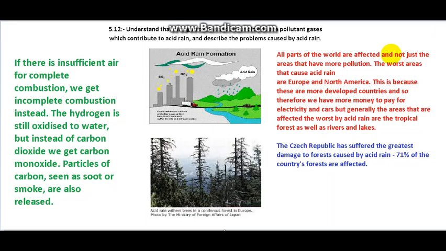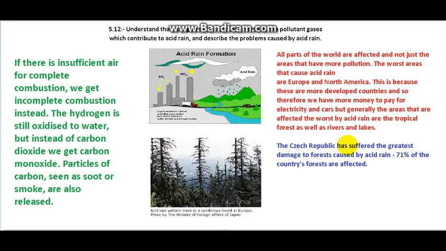So now you can see a short, small diagram there. From factories, CO2 and NO2 are released from the fumes. They go up in the clouds, sorry, and they form in the water droplets, which therefore fall on the city with vegetation. Now, all parts of the world are affected, and not just the areas that have more pollution.